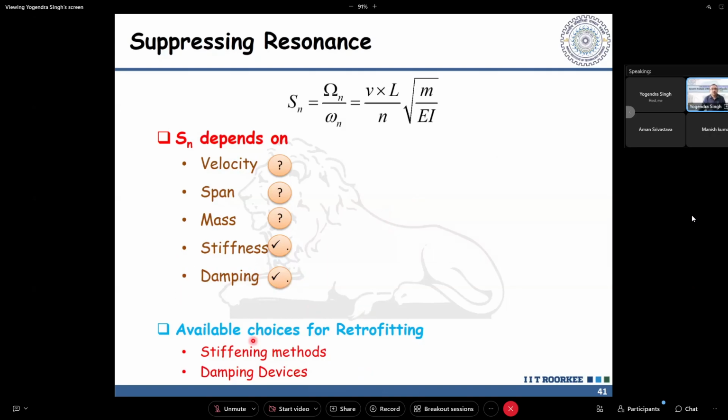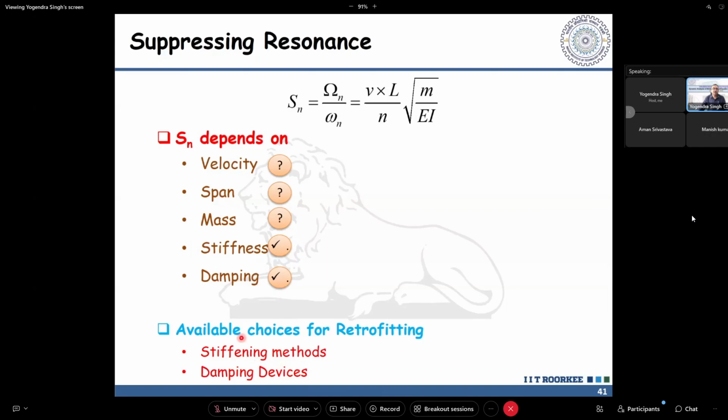So the choices which are available to us: we can't change the velocity because that will be decided. That is a policy decision, for what velocity we want to design. Span of the bridge may be mostly fixed. Mass will come from whatever we get from the calculation. What we can change is the stiffness and damping.